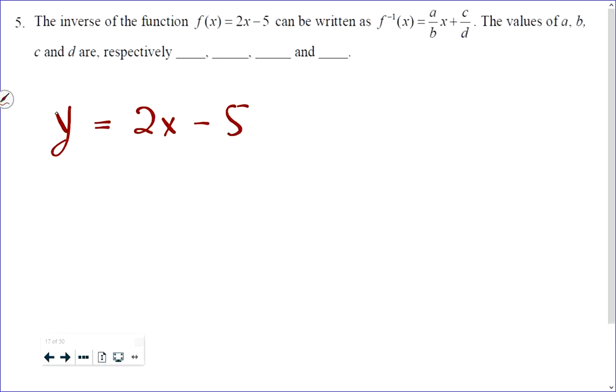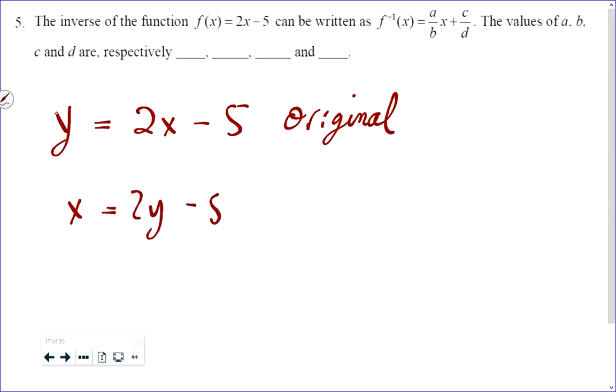So this is the first thing I'm doing. And again, this is still the original. That's still the original function. The inverse would be x equals 2y minus 5.